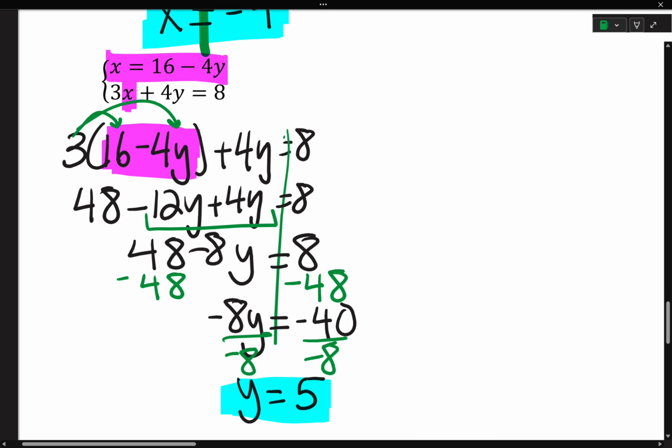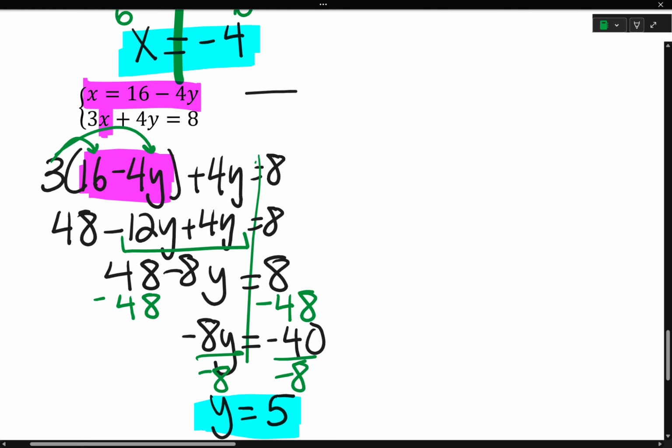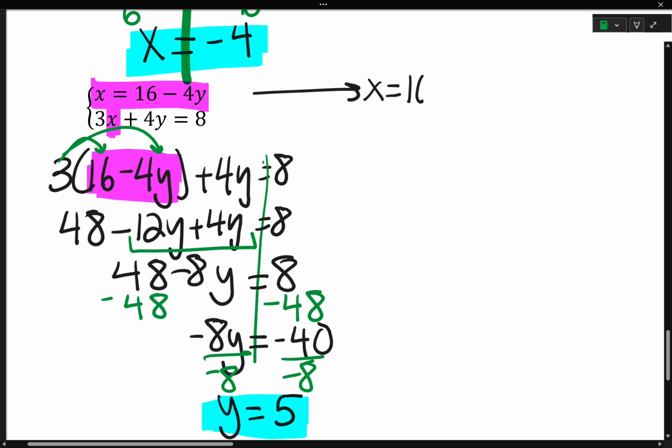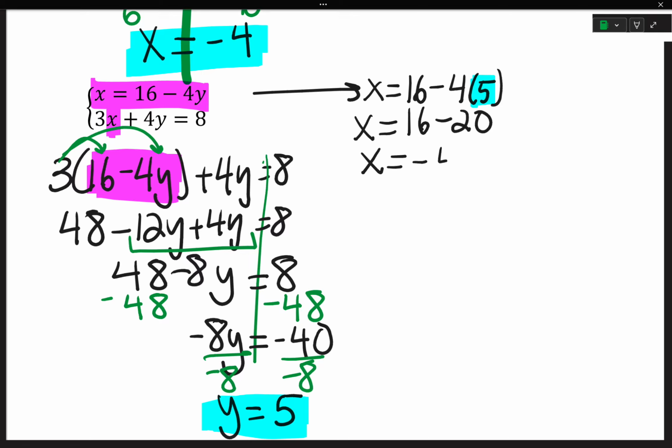We got y. Let's find x by plugging it into that first equation. X equals 16, and instead of 4y, I'm going to have 4 times 5. Okay, 4 times 5 is 20. 16 minus 20 is -4. There's our answer, -4, 5.